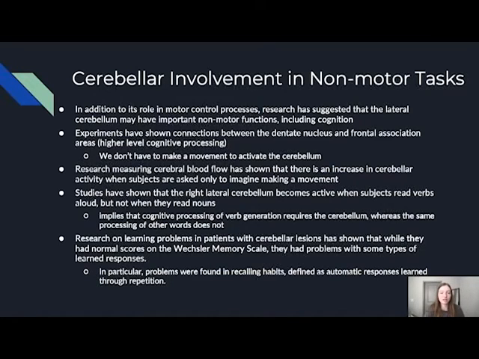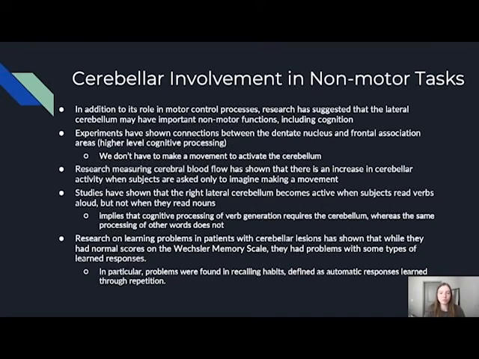And going along with this, research was done that measured the cerebral blood flow, and it showed that there's an increase in cerebellar activity when subjects are asked only to imagine making a movement. So again, we don't actually have to make that movement to activate the cerebellum. Additionally, studies have shown that the right lateral cerebellum becomes active when subjects read verbs aloud, but not when they read nouns. So this implies that cognitive processing of verb generation requires the cerebellum, but the same processing of other words, like nouns, doesn't include the cerebellum at all.